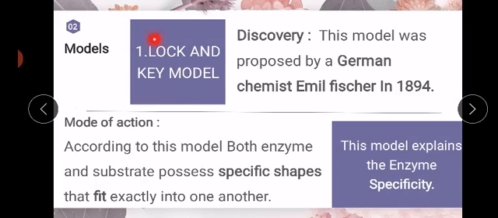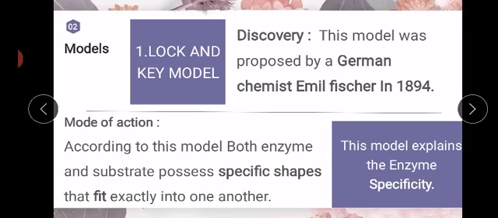The term lock and key might make you think of a typical lock and a key, but why have these terms been used for this enzyme model? Why has this term been used for the model of enzyme action? Here we can see why. It was proposed by a German chemist, Emil Fischer, in 1894. He described the mechanism of enzyme action.